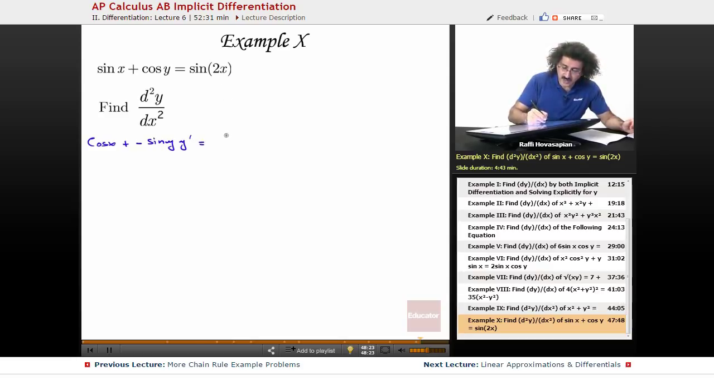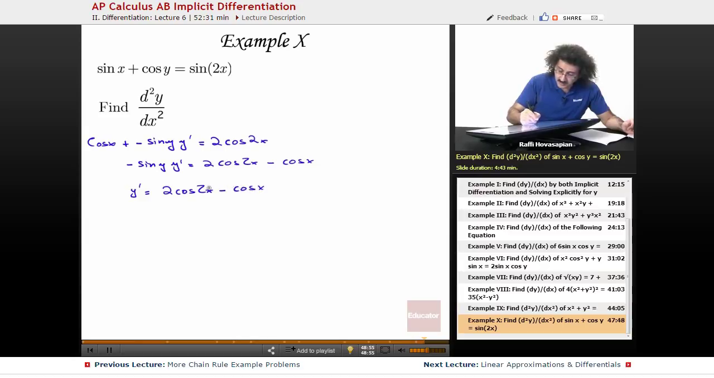The derivative of sine 2x is cosine 2x times the derivative of 2x, which is 2. So it's 2 times the cosine of 2x. Okay, so let's solve. So minus sine y, y prime is equal to 2 cosine 2x minus cosine x. Therefore, we get y prime is equal to 2 cosine 2x minus cosine x all over minus sine of y.